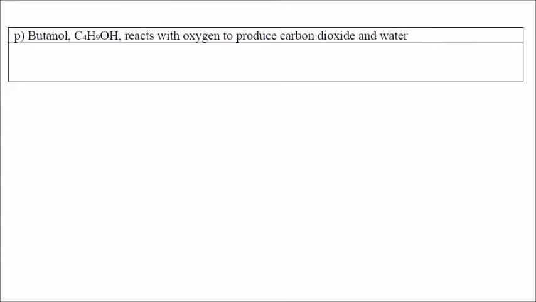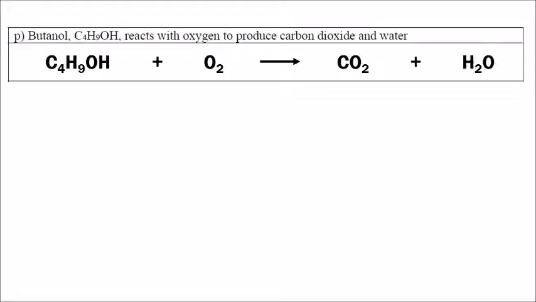The next equation starts with a chemical called butanol. It has the formula C4H9OH. Now the hydrogen is written twice, but that is the way the formula is normally written. So there are 10 hydrogen atoms in that formula. It reacts with oxygen, which is diatomic, and the products are carbon dioxide, CO2, and water.